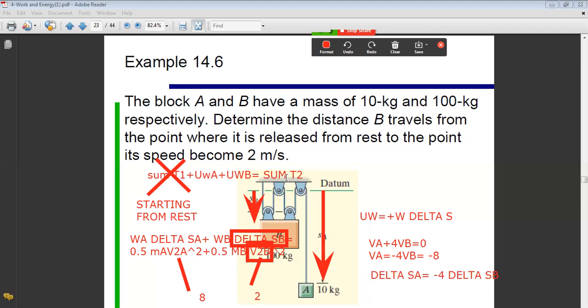We can calculate it. As you can see here in work and energy, you just need one equation, of course in addition to the relation between VA and VB and delta SA and delta SB to solve your system. If you use the previous chapters, it will be a little bit longer because you should write the equation of Newton's law for A and the equation of Newton's law for B to find your acceleration, and then from acceleration you should use kinematic relations to get the distance, as we did in the previous chapter.